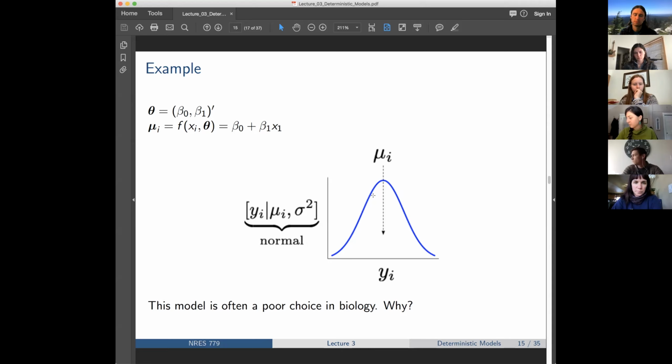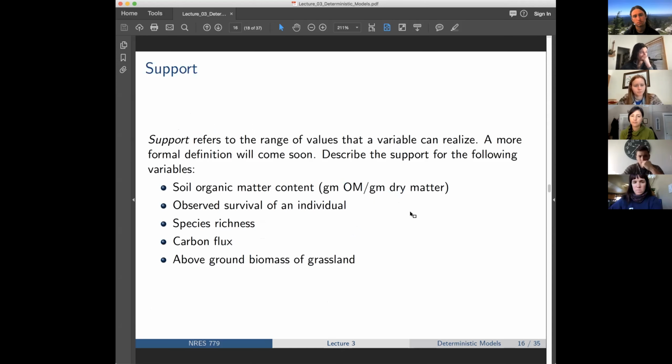And the normal distribution always has some non-zero probability of observing negative data. It may be small and inconsequential, depending on what the spread of that distribution is. So for practical reasons, it may not be that big of a deal, although there are a lot of cases where it actually does affect our inference. All right, support. So let's formally talk about support. Support refers to the range of values that a variable can realize. A formal definition will come soon.